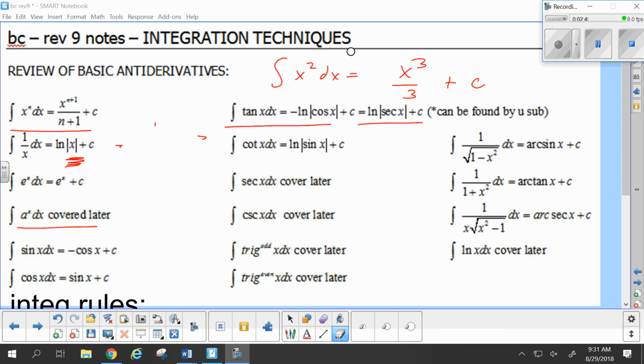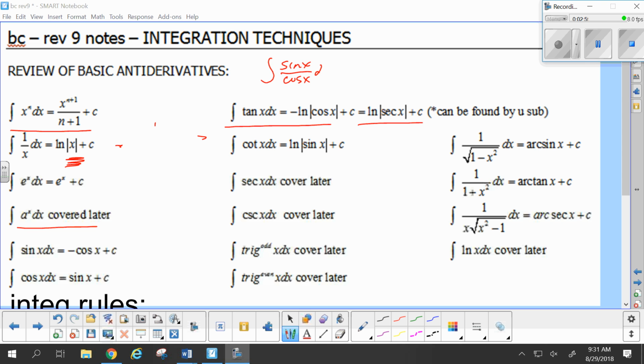Okay, so I'm writing you a note there. It can be found by u sub, which we'll also talk about today. Tangent is sine over cosine. Okay, u sub is meant to unbreak the chain or undo a chain rule. It happens when you have two terms and one is the derivative of the other. So in this case, if you were to u sub this, you would let u equal cosine, and therefore du is negative sine of x dx.